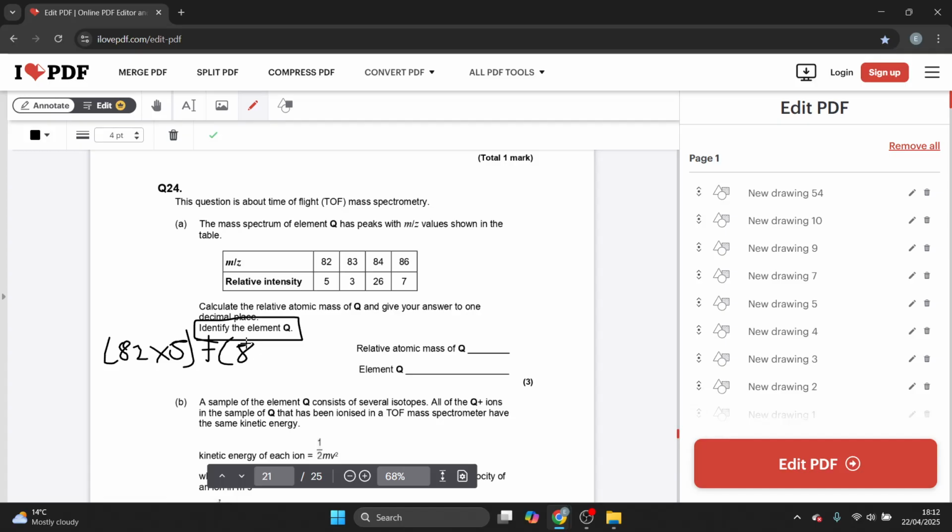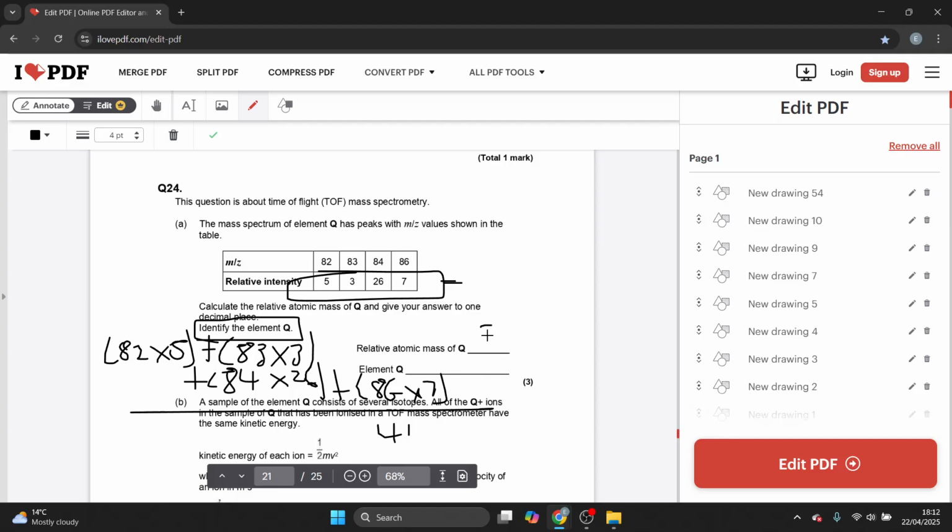But is it going to be fairly simple? I don't think so, because I honestly think a lot of students would make this silly mistake. Divided by 100, because you're so used to it. But you're not dividing by 100, you just divided by the total, which is 26 plus 5 plus 3 plus 7, which is 41. So you're actually dividing by 41, and then you get 84.